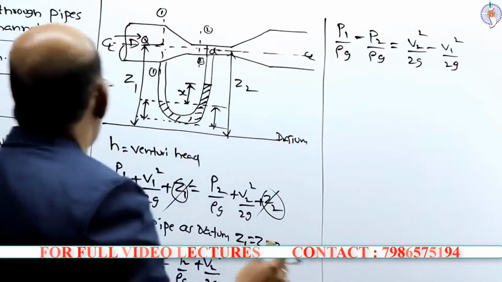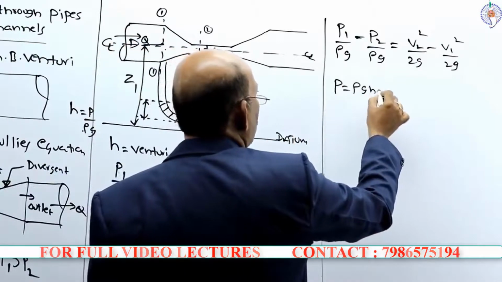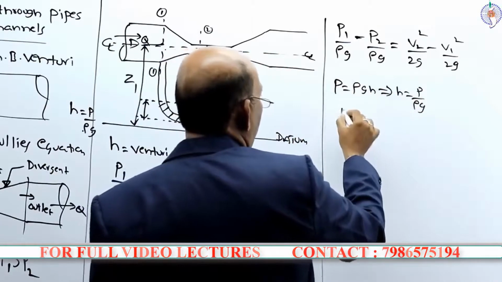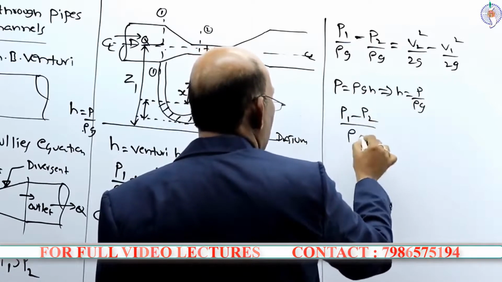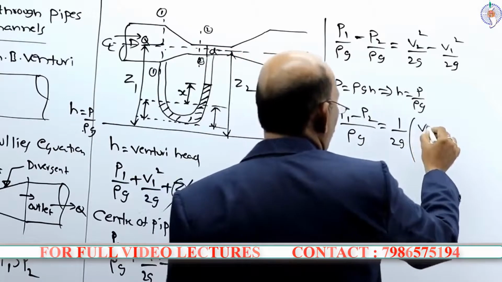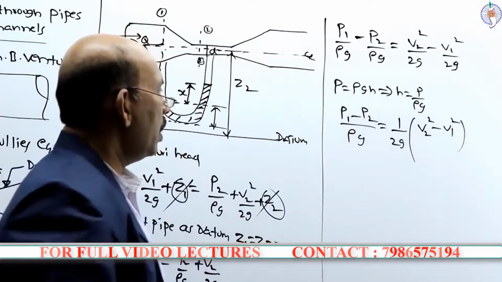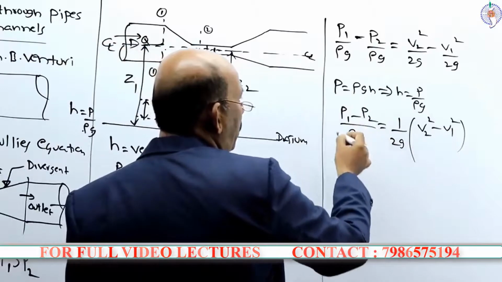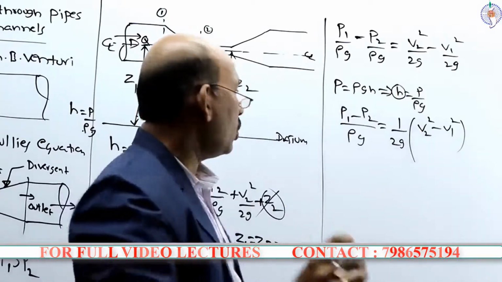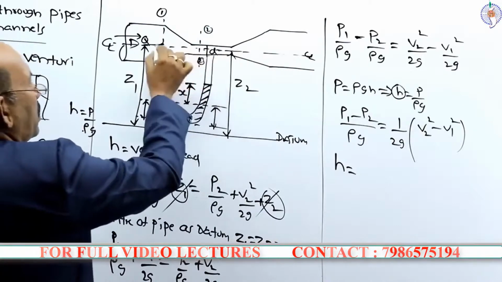Now, according to the formula, P is equal to rho g h, so h is equal to P by rho g. That means (P1 minus P2) divided by rho g is equal to 1 by 2g into (V2 square minus V1 square). Now this P1 minus P2 by rho g is nothing but the pressure head. So you can write H is the pressure head between these 2 points 1 and 2.